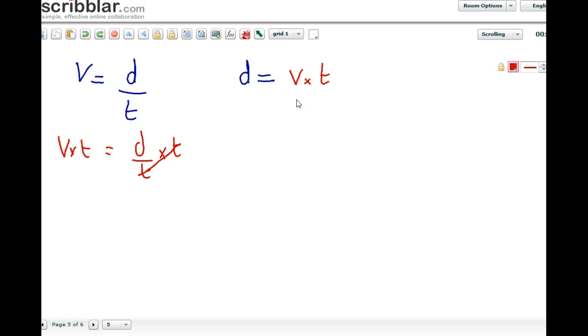As you get more experience, you find that you don't need to take this step here, that you'll automatically think, well, I need to multiply both sides by t, so that will cancel. So it isn't absolutely necessary that you take this step. I'm just showing it to you whilst you build your confidence.